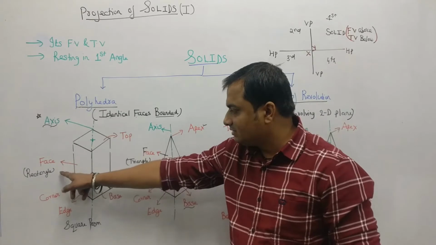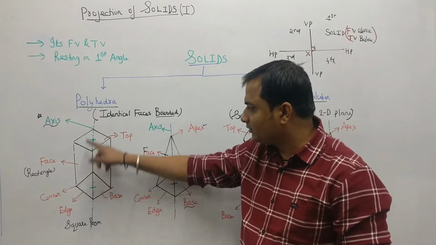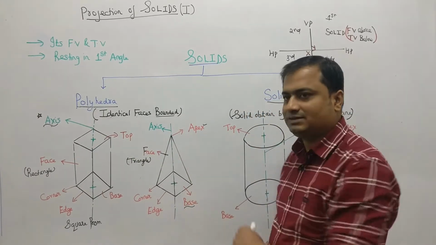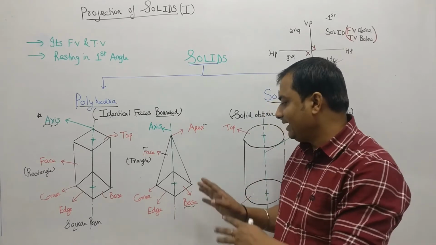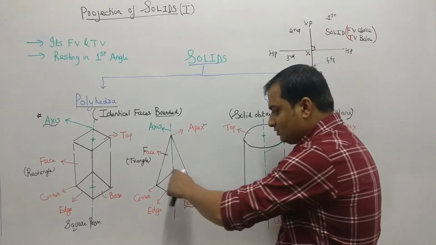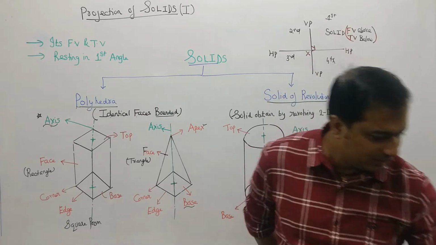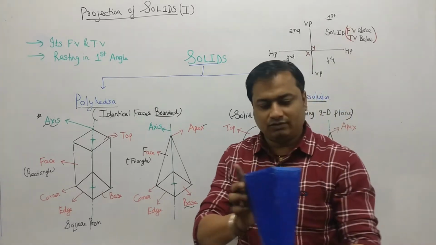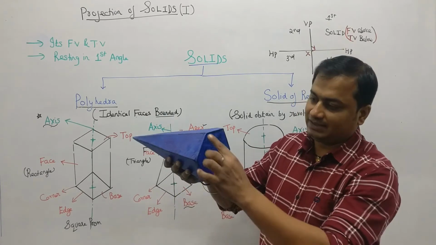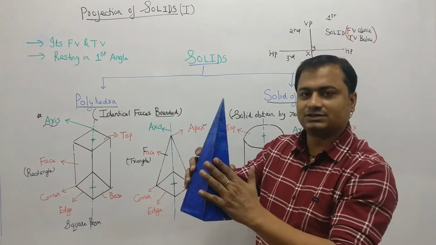A prism has rectangular faces, but a pyramid has triangular faces. A prism has the top and base structure, but a pyramid only has the base structure, because at the top there is an apex. And the naming of the pyramid depends on the base structure. If the base is a square, this is the square pyramid which I have drawn. Now if I take this one, this is my hexagonal pyramid because the base is a hexagon.